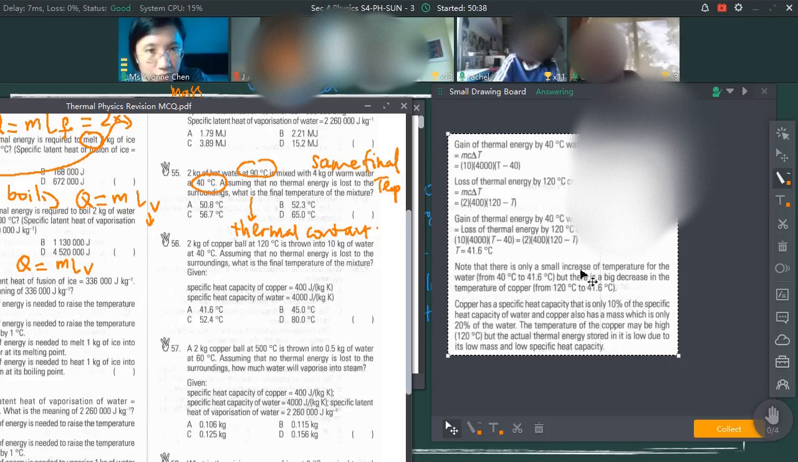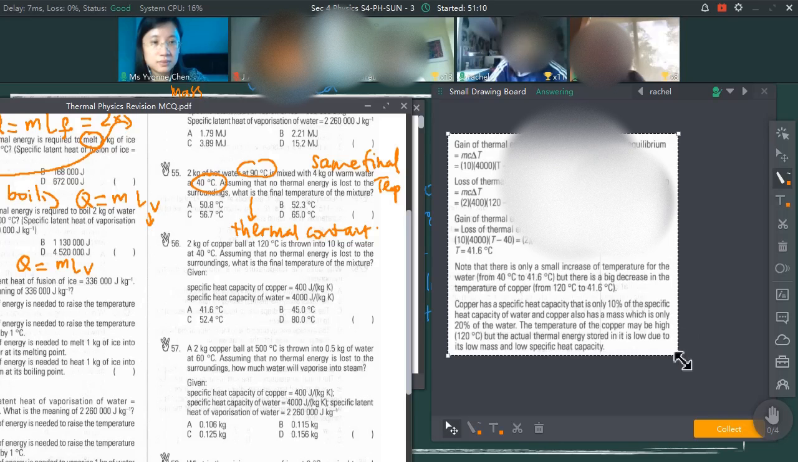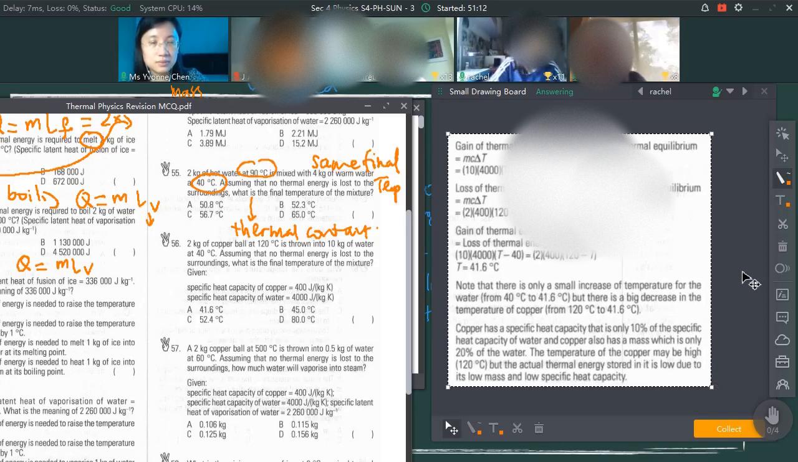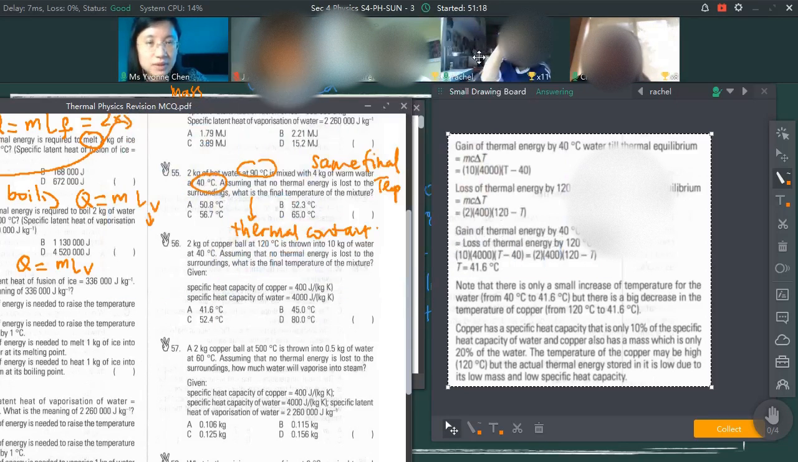Okay, Rachel, this is the working for question 56. When two materials of different temperature come into thermal contact, the one with higher temperature will lose thermal energy and the one with lower temperature will gain thermal energy. So they'll reach thermal equilibrium eventually. Rachel, can you understand the working? Yeah. Okay.